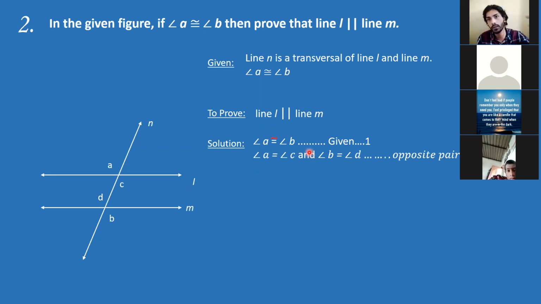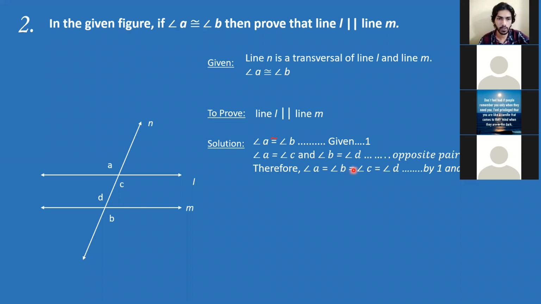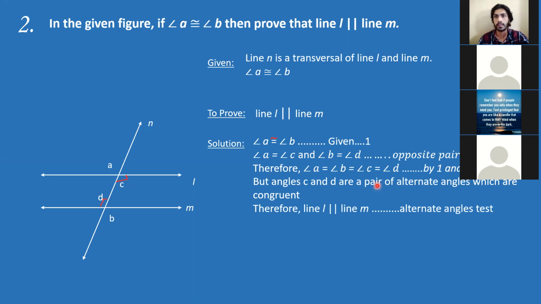And what we know from the alternate angles test is, if alternate angles are congruent, then the lines are parallel. Obviously, yes. Go to the next step. Angle A is equal to B is equal to C by D because of these 2 things. Angle C and D are a pair of alternate angles which are congruent. Over here, these ones. I'll just annotate quickly so that you understand. These ones, I'm talking about this. Then this is the reason line L is parallel to line M. Why? Because of the alternate angles test. See, done. That's it. It's so easy.